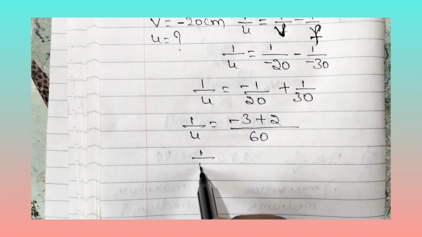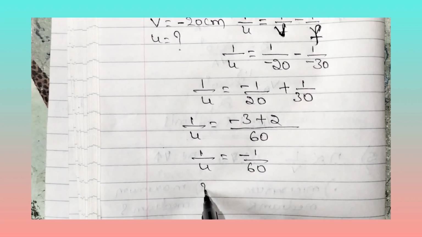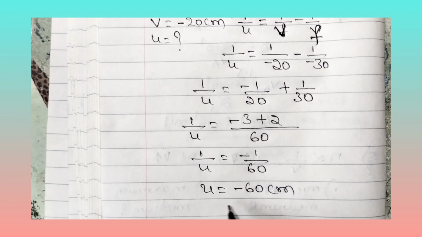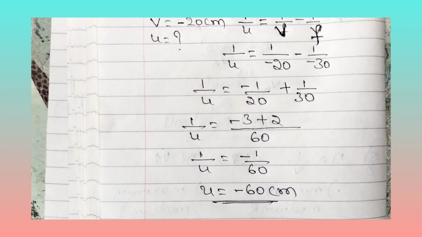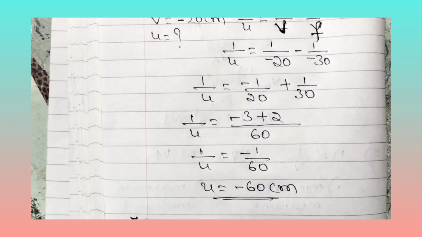So 1 over u is equal to minus 1 by 60. Taking the reciprocal, u is minus 60. So the object distance is minus 60 centimeter, or the object distance is 60 centimeter. Therefore the object is placed at a distance of 60 centimeter from the lens. So this is question number 6b.